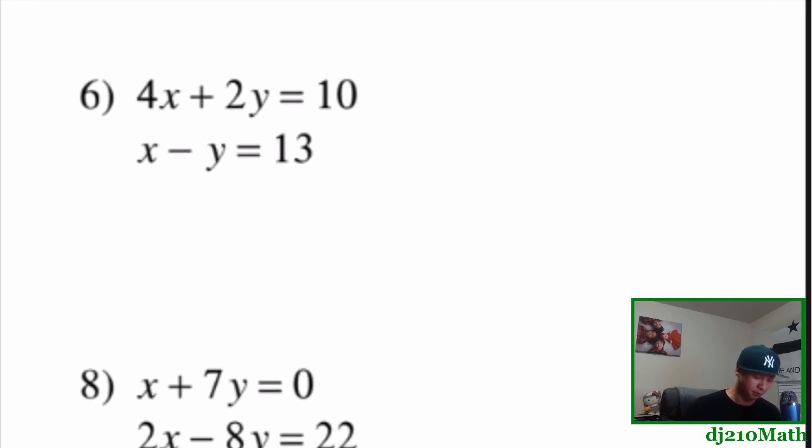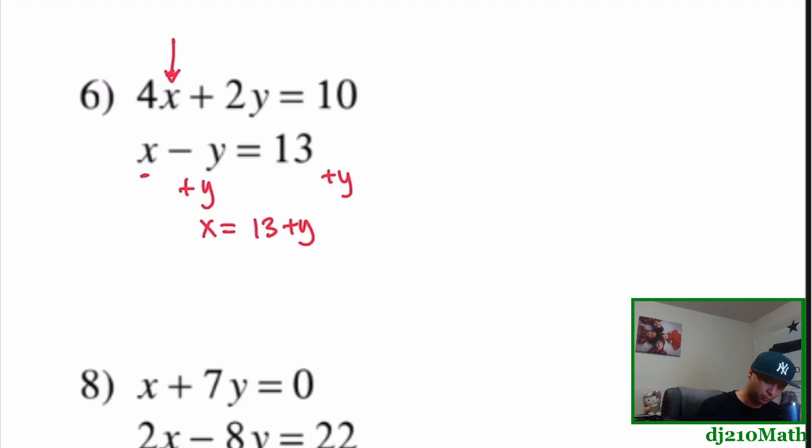Substitution method for sure. I'm going to solve for x, mainly because it's minus y, and if I add y to both sides, that gets rid of the negative. So x is equal to 13 plus y. All right, now I'm going to substitute that into here.